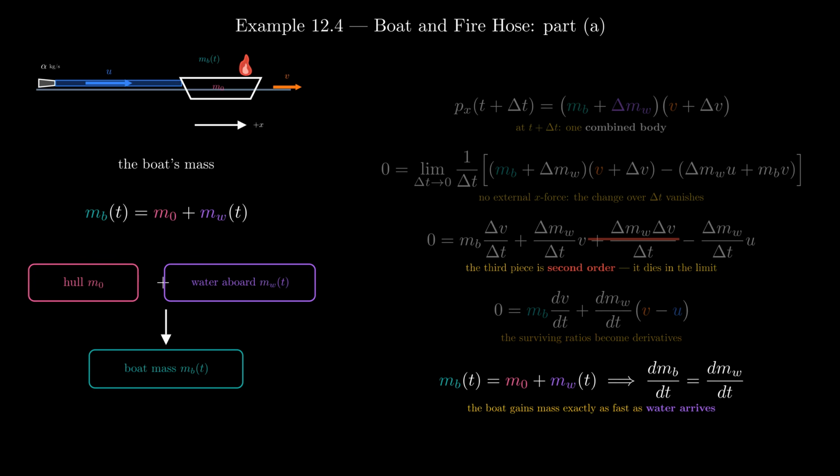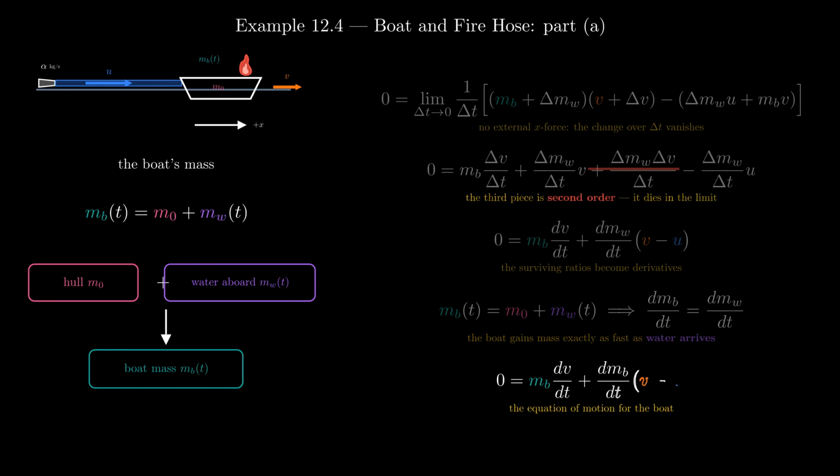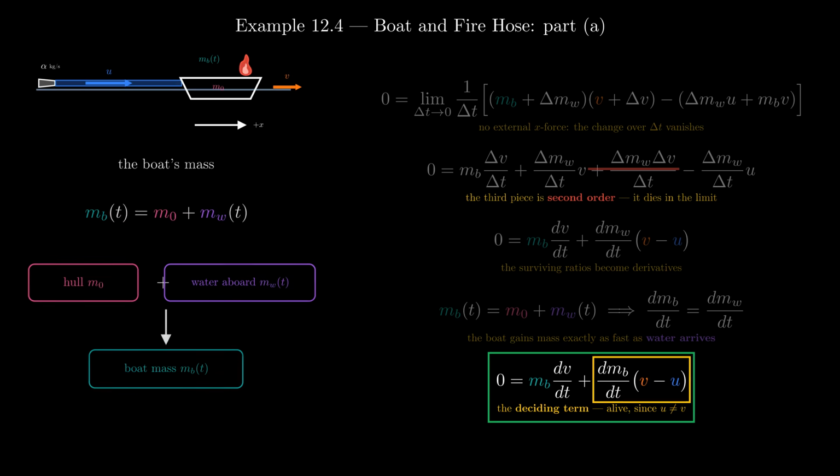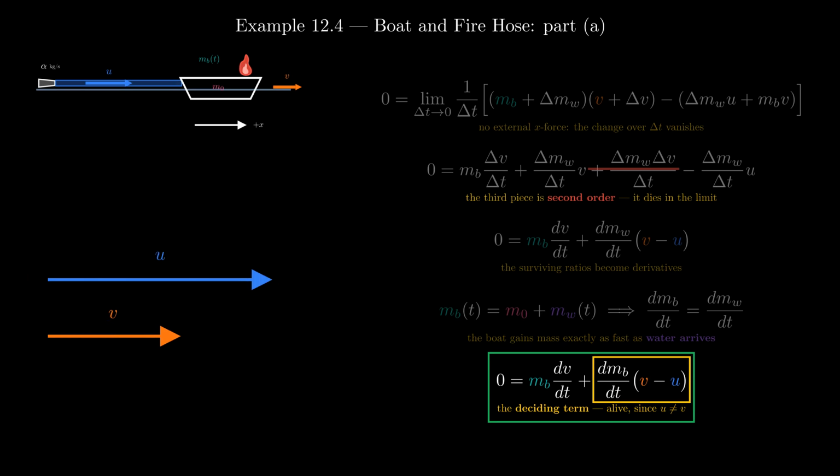The boat gains mass exactly as fast as water arrives, so the equation of motion reads 0 equals m sub b dv dt plus dm sub b dt times v minus u. There it is, the deciding term from last video, mass rate times relative velocity, and this time it is alive. The water arrives at u, the boat moves at v, and the difference drives the boat.